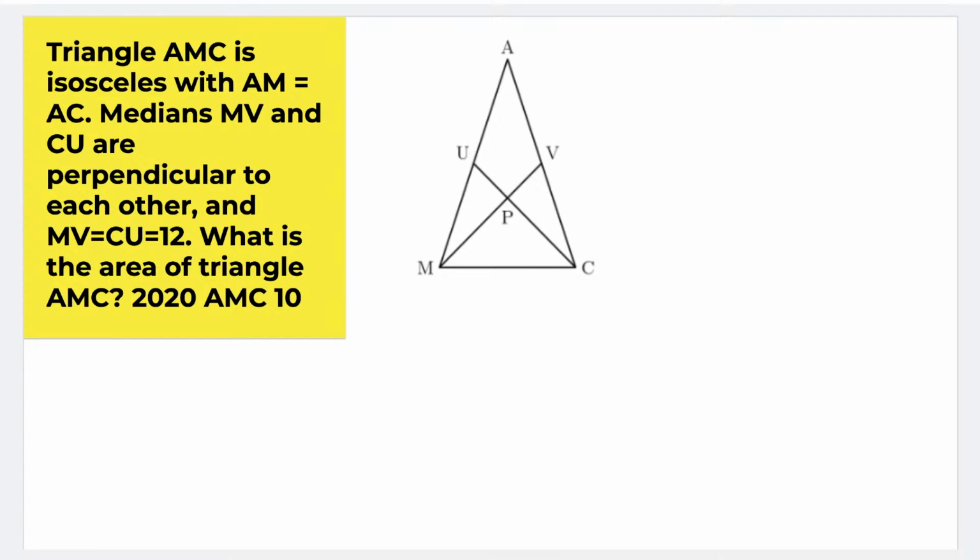Now, this problem is very easy compared to the other ones, so I'm going to solve this one instead. And the next one you guys are going to solve. Triangle AMC is isosceles with AM equals AC. Medians MV and CU are perpendicular to each other. MV and CU equal 12. What is the area of the triangle?